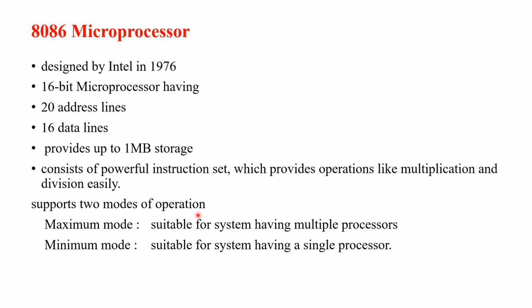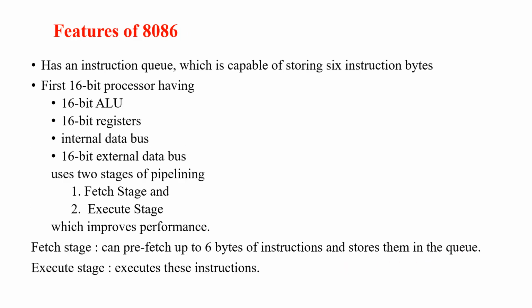The 8086 supports two modes of operation: maximum mode and minimum mode. Maximum mode is designed for systems with multiple processors, multiprocessing environments. Minimum mode is intended for systems with a single processor, single task environments. Features of 8086: the 8086 microprocessor includes an instruction queue that can store up to 6 instruction bytes, enhancing its ability to fetch instructions efficiently.